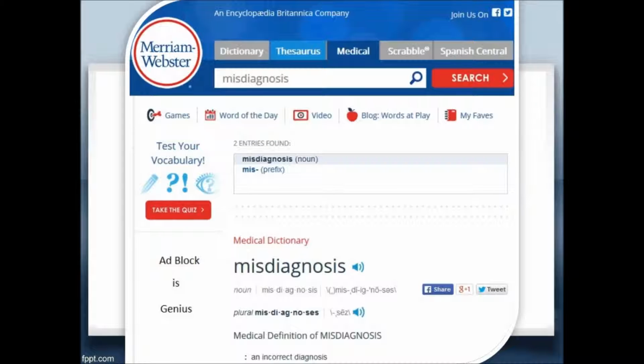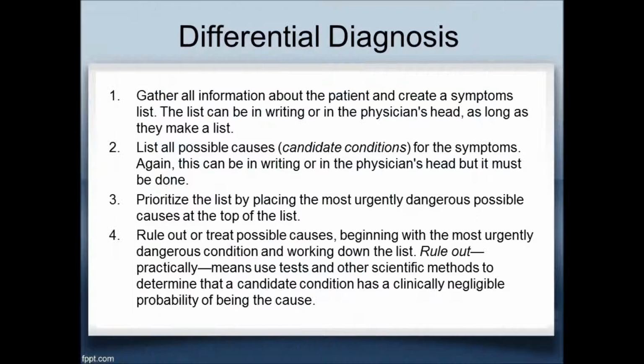Misdiagnosis, or telling the patient they have something they don't really have, and missing what they do have. One way to prevent this is differential diagnosis. Differential diagnosis has 4 basic steps.